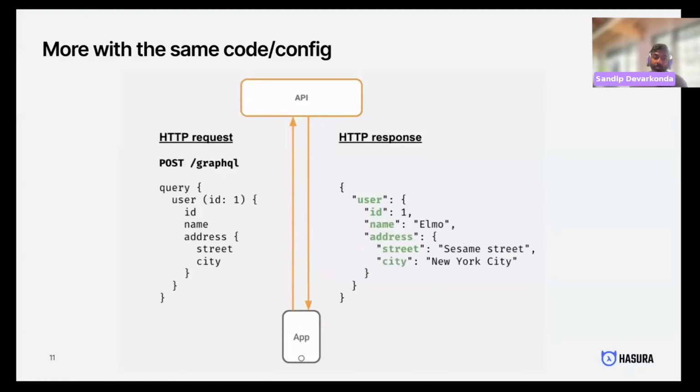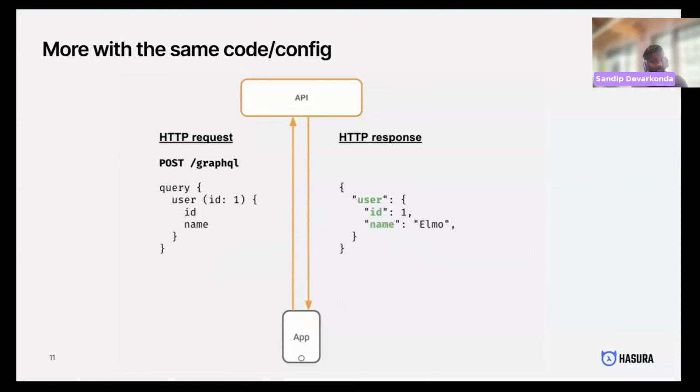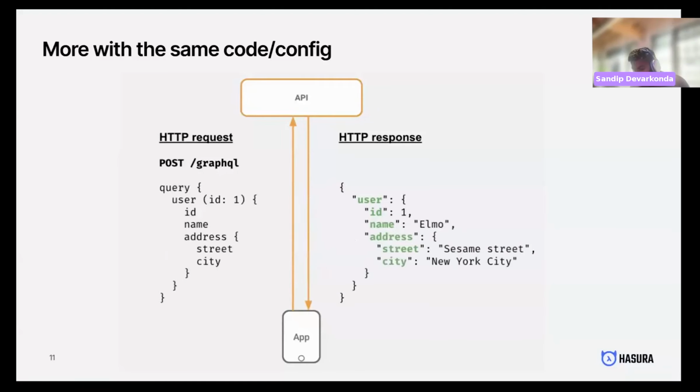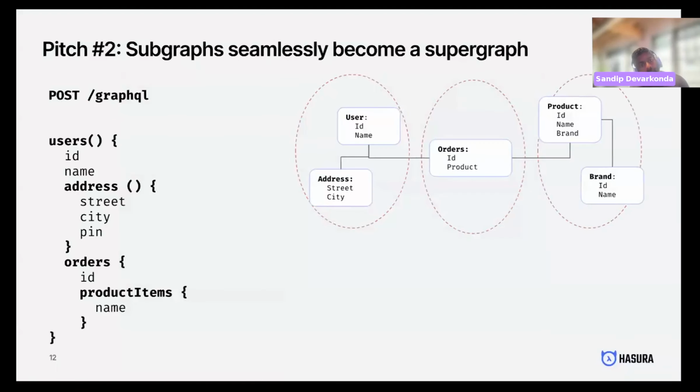I say config for a reason. I'll get to that in just a bit when we get to the implementation. So that's the first pitch. Write less code, do more with what you already have, make sense of the APIs that you have or the databases that you have, and be able to compose on top of them.